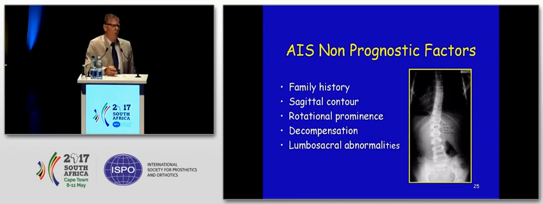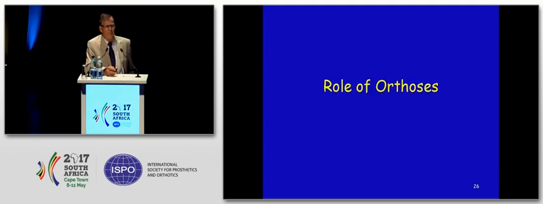Things that have been reported in the past as prognostic factors, you can discount. Family history. Just because a mother has a bad curve doesn't mean the daughter is going to have a bad curve. The sagittal contour. Do they have a list to one side or the other? Not related to prognosis. The relationship of the rib prominence, the amount of rotation, decompensation, and lumbosacral anomalies all do not relate to the prognosis for curve progression.